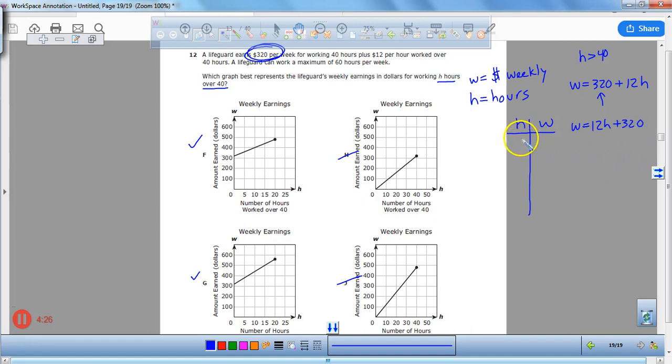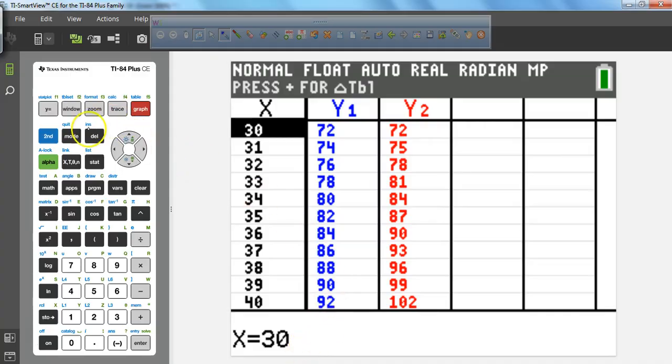So let's think about this. Ready? At 0 hours of overtime, he still makes $320. At 1 hour of overtime, you're going to add 12 to that. So what's that going to put you if you add 12 to it? 332. Okay? Let's go into our graphing calculator. Let's check it out. Okay?